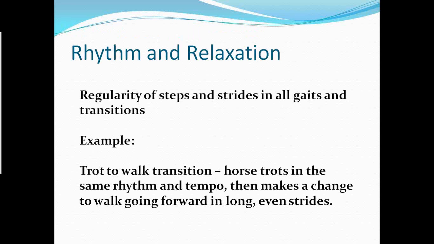Regularity of steps and strides in all gaits means that the horse walks and then trots in the same tempo. For example, often what we see, and pretend that I'm the horse's feet, trot, trot, trot, trot, trot, trot, trot, trot, trot, kind of fall in a heap, and then walk really slow, walk, walk, walk, walk, walk, walk, and speed up. A good rhythmic transition would be trot, trot, trot, trot, walk, walk, walk, walk. The rhythm and tempo stay the same.